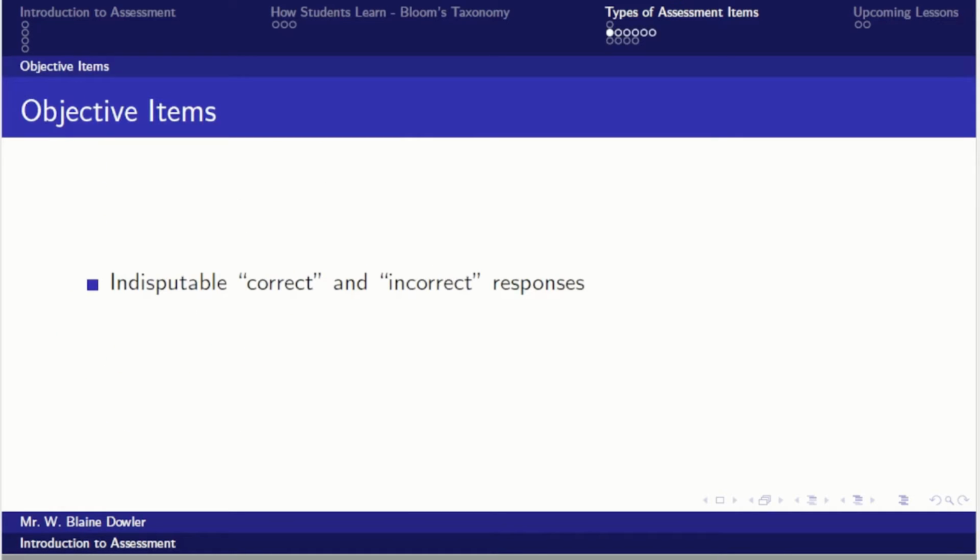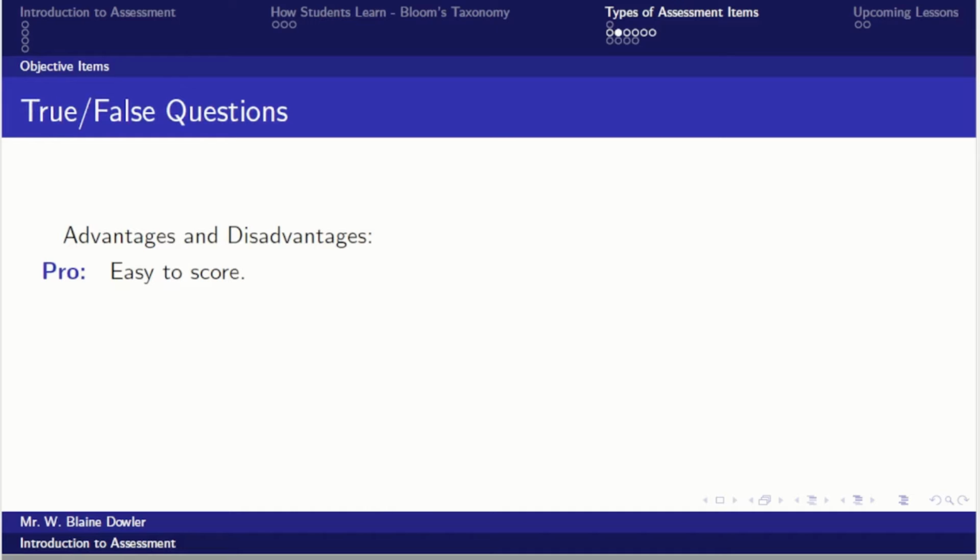So objective items are ones that have indisputable correct and incorrect answers. These ones are easily machine scored. And one of the simplest examples is the true-false question. These are about as easy to score as they get. Right? It is right or wrong, and there's only two options. The disadvantage is that it's relatively easy to guess.